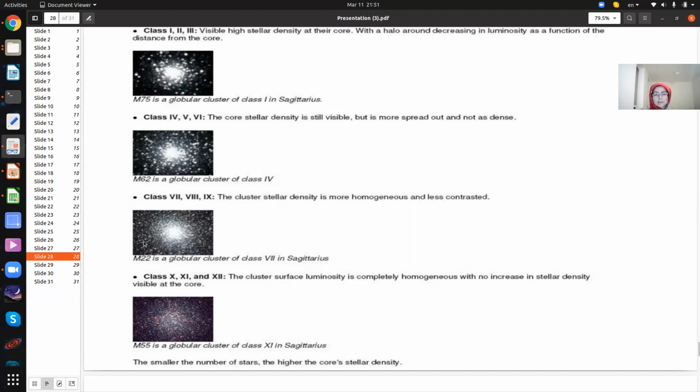And in here you see that M22 is a globular cluster of class 7 in Sagittarius. The cluster stellar density is more homogeneous and less contrasted. And the last one is M55, a globular cluster of class X1 in Sagittarius, and the cluster surface luminosity is completely homogeneous with no increase in stellar density visible at the core. And the smaller the number of stars, the higher the core's stellar density.